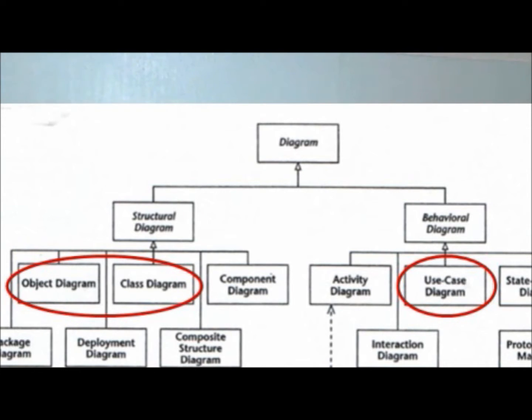Those are specialized types of structural diagrams. And if we look on the right, we have use case diagram. You can see the arrow goes up to behavioral diagram. So the use case diagram is a specialized type of the more generalized behavioral diagram. And so that's just some terminology, specialization and generalization, that you do need to understand.